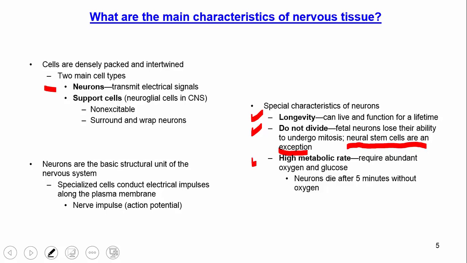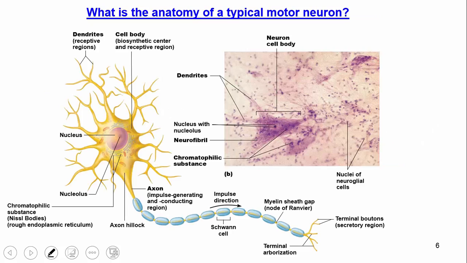And then finally, the third major note or characteristic is that they have a high metabolic rate. And this makes sense. If your neurons go without oxygen for about 5 minutes, they will die. And that's why if someone's having a stroke, it's very important that they actually seek medical attention very quickly to restore that blood flow to the brain. Otherwise, within 5 minutes, they're going to start losing neurons, if not sooner.